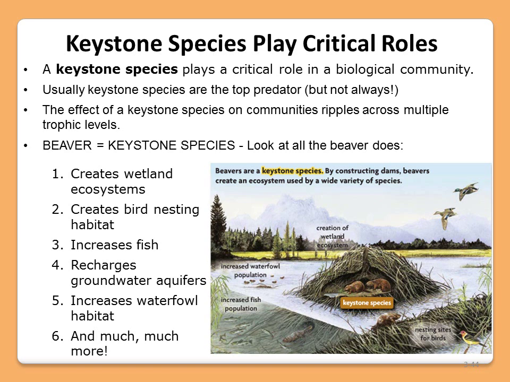But keystone species effects ripple across multiple trophic levels, so they really go down through the food chain and have a big impact. The beaver is an example of a keystone species, and as much as some people don't like beavers, they have some very important ecosystem characteristics that they help to create. By building their dams and creating ponds, they create wetland ecosystems, they create bird nesting habitat, increase fish populations, help recharge the groundwater aquifer in that area, increase waterfowl habitat, and much, much more. So the beavers really help to create a lot of important habitats for a lot of different animals.